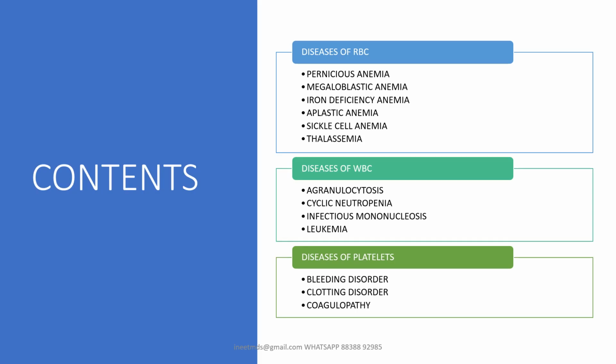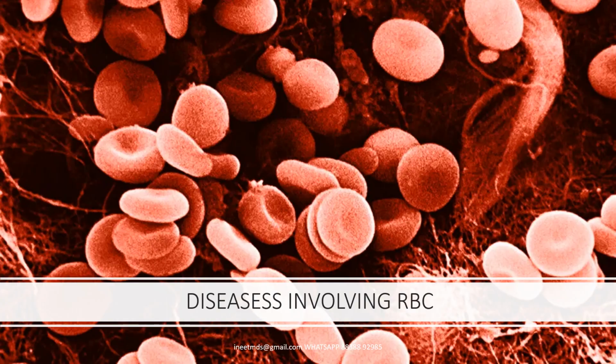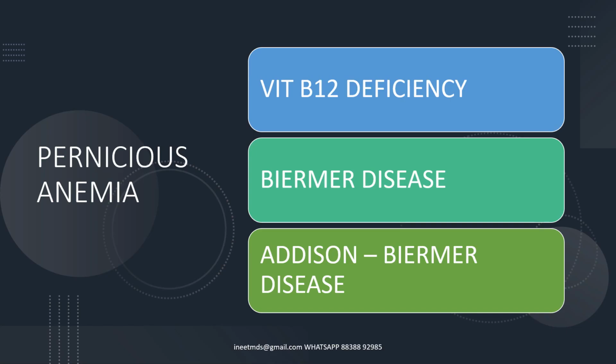So the contents of this video is only related to the diseases. We have diseases of RBC, diseases of WBC and diseases of platelets. So first is diseases involving RBC. So under RBC there are various types of anemia which will be seen through. Only the salient features of each of the clinical condition will be explained here.